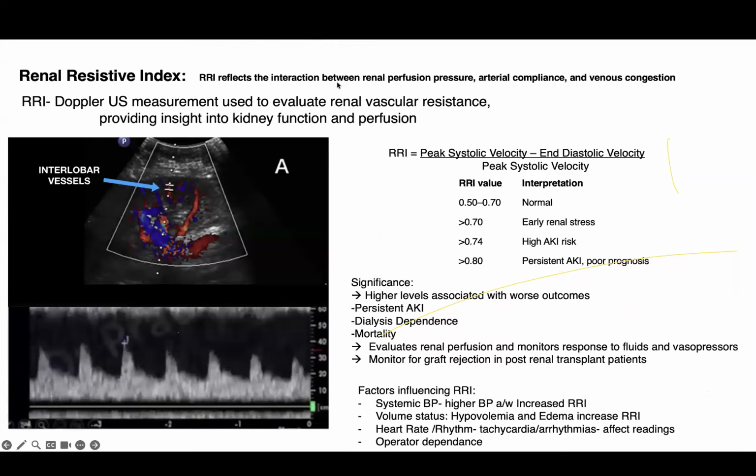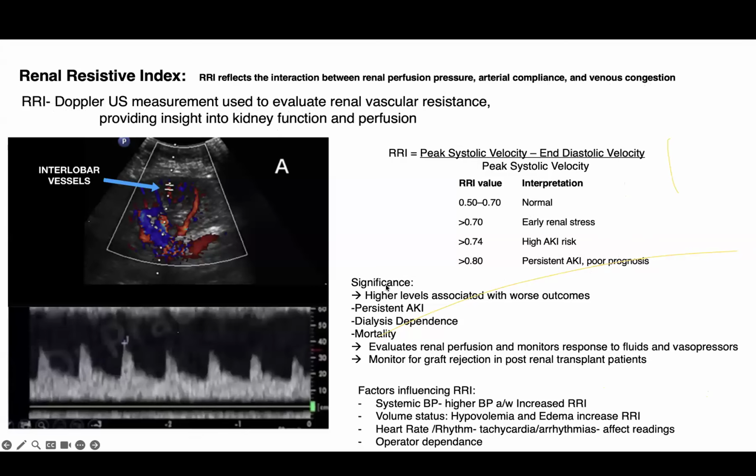It reflects the interaction between renal perfusion pressure, arterial compliance, and venous congestion. It is a Doppler ultrasound measurement used to assess renal vascular resistance, providing insight into kidney function and perfusion. The formula is peak systolic velocity minus end diastolic velocity, divided by the peak systolic velocity. 0.5 to 0.7 is normal. More than 0.7 is early renal stress. More than 0.74 is high AKI risk. And more than 0.8 indicates poor AKI with poor prognosis.